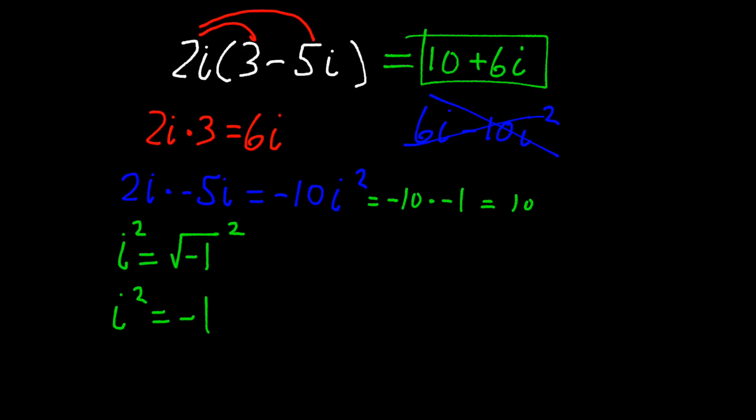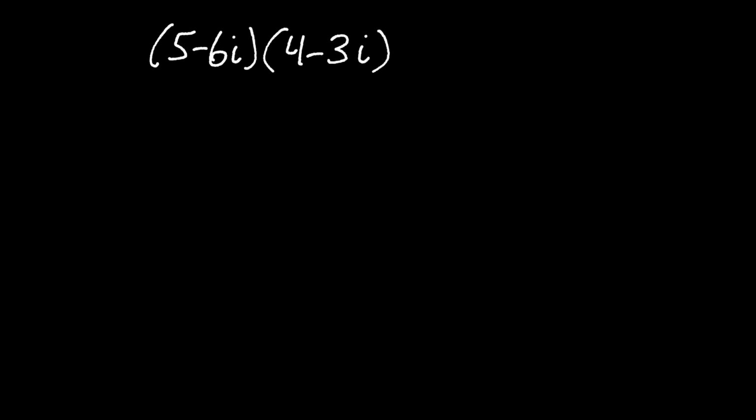Now what if we have a complex number times a complex number? Let's take a look at this next example. Here we have the complex number 5 minus 6i, and we're multiplying it by the complex number 4 minus 3i. For these, we're going to do the same type of multiplying we would if we were multiplying two binomials. 5 times 4, and 5 times negative 3i, and then negative 6i times 4, and negative 6i times negative 3i. We're going to have to do 4 different multiplications.